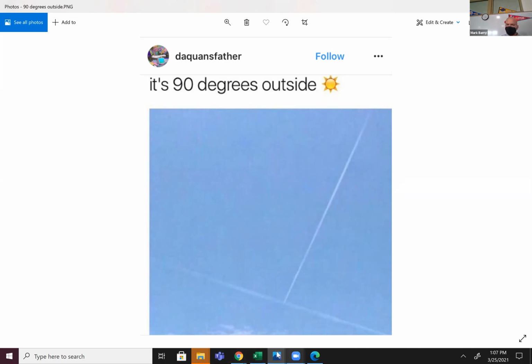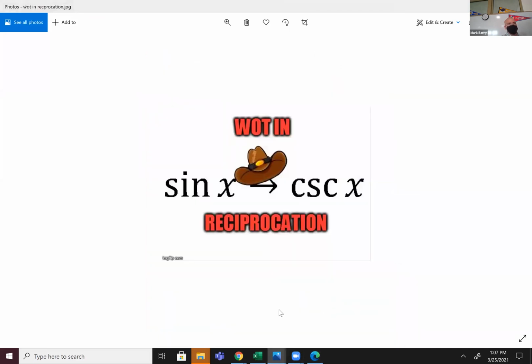All right, and then my other meme is actually a Mr. Barry original created meme here. Let's see if I can grab that one, yeah. All right, what in reciprocation? So this was a popular meme format like 5 years ago. It was based on the what in tarnation, but then you would change this. It was a whole thing. But what in reciprocation would be switching from sine to cosecant, since of course they are reciprocal trigonometric functions. All right, cool. That's all I got.